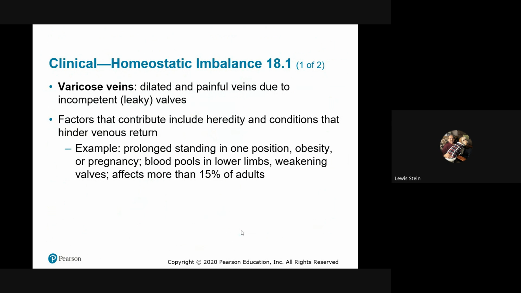And they have valves as well. These are vital, these are not. But there's a connection between them. This is called the superficial system, toward the surface. This is the deep system.